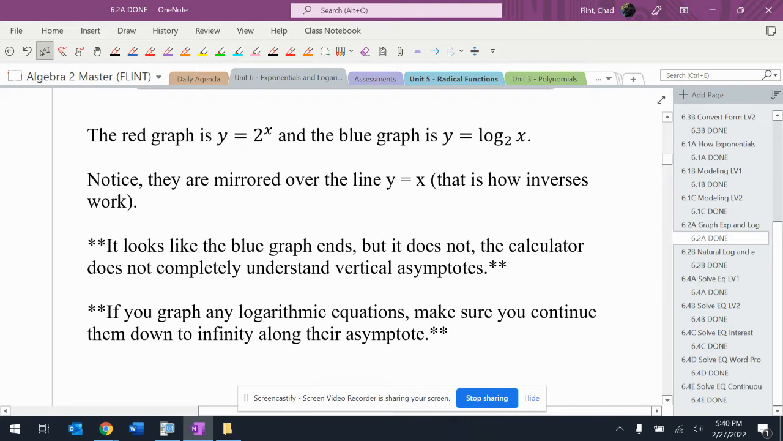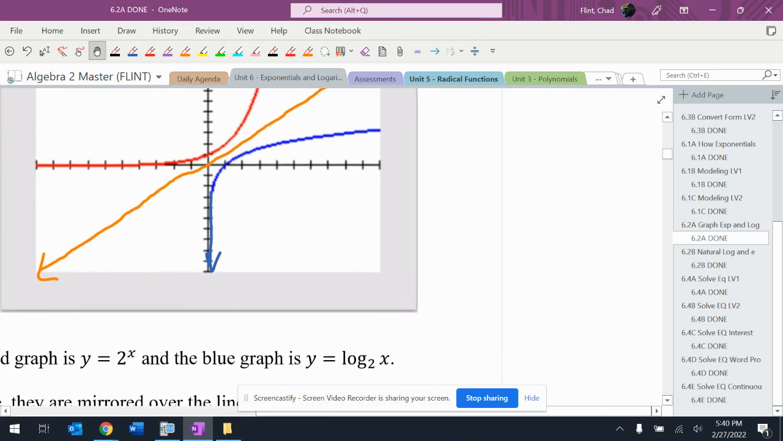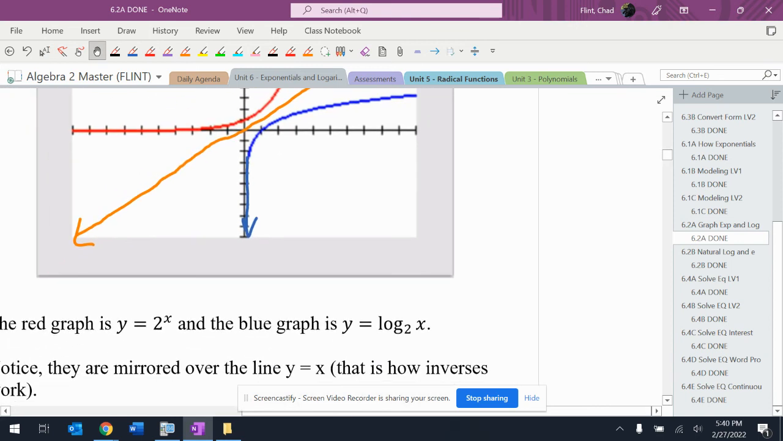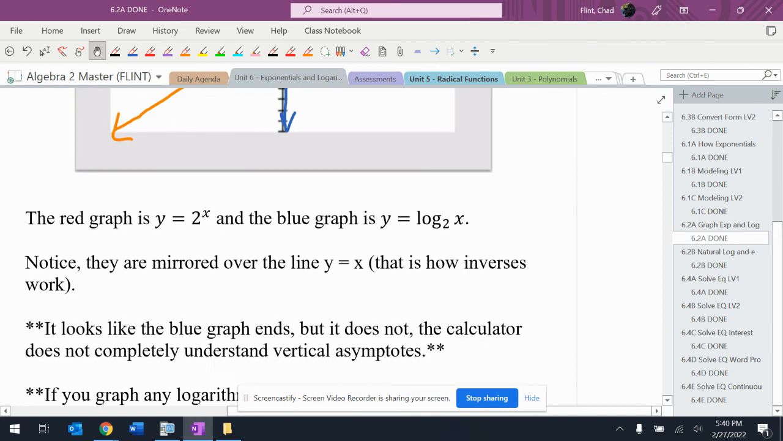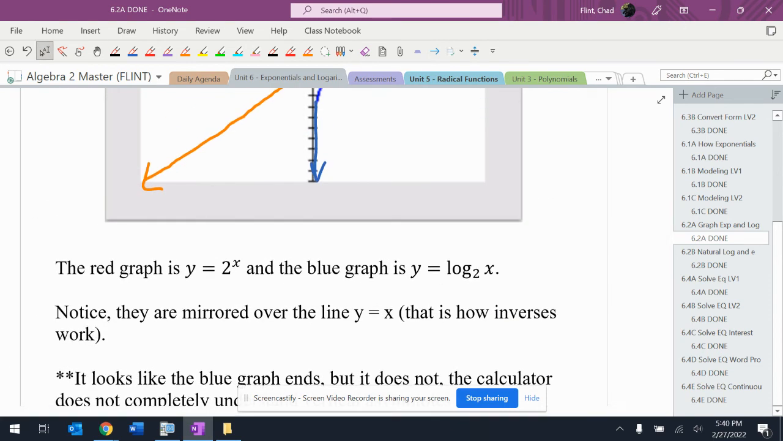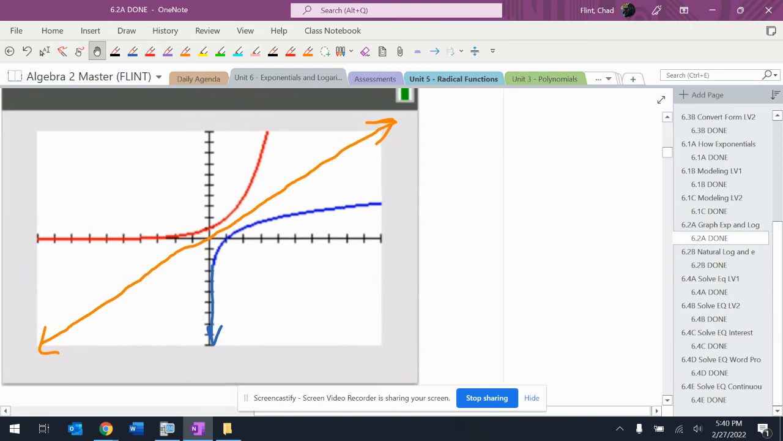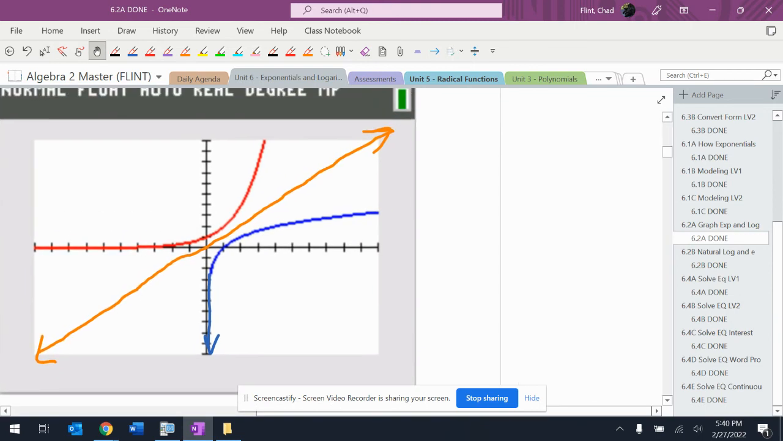So if you graph any logarithmic equations, which you're going to do, make sure you don't randomly end them. They should continue straight down vertically because they'll have a vertical asymptote. All right. So the exponentials will have a horizontal asymptote. The logarithmic will have a vertical asymptote.